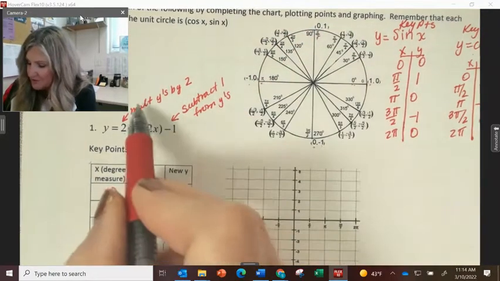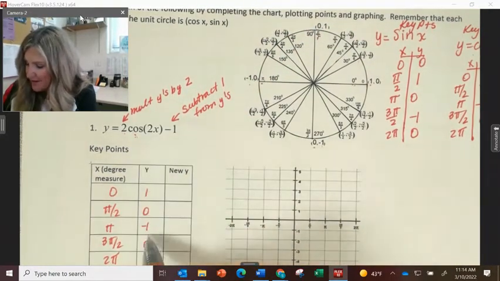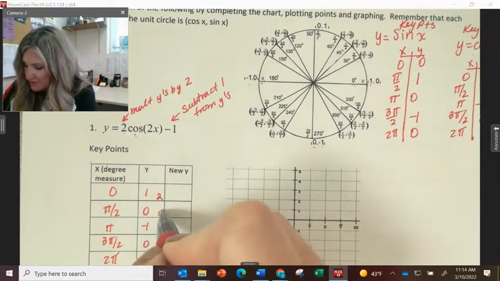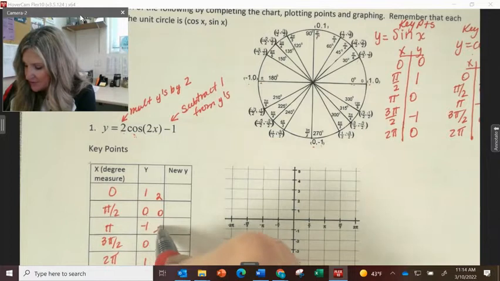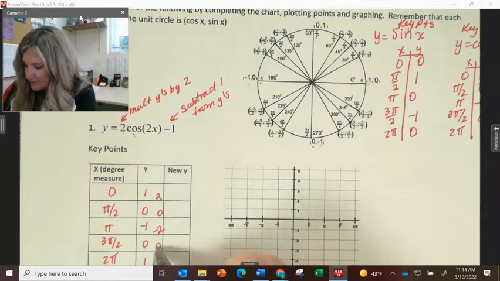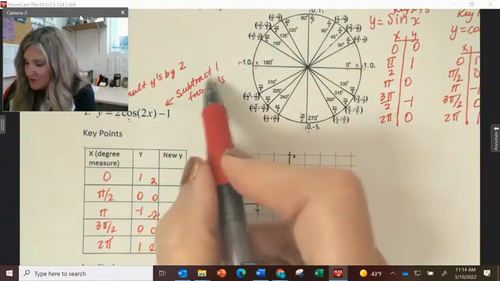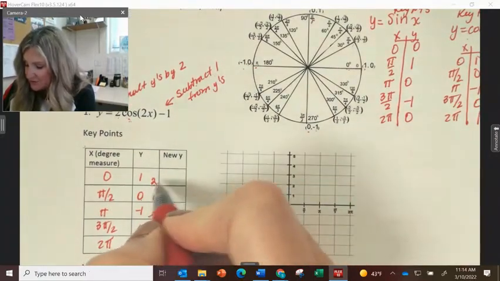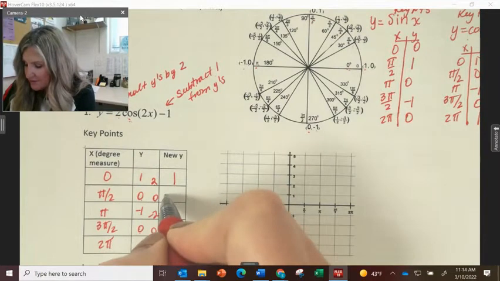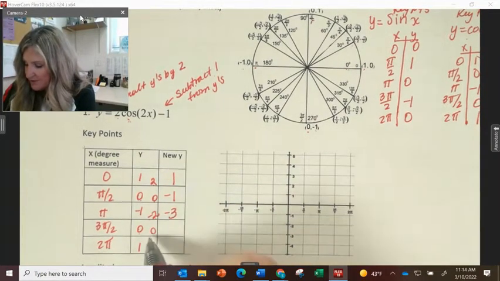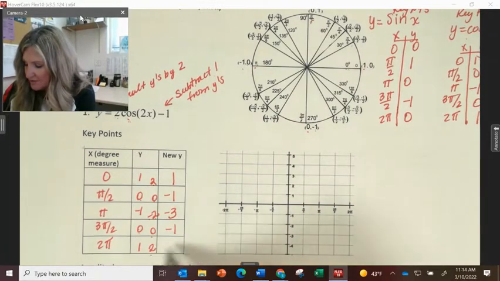Okay, so I'm going to do this first. I'm going to multiply all my y's by 2. So 1 times 2, 0 times 2, -1 times 2, 0 times 2, 1 times 2. And I also have to subtract 1. So now I have to do 2 minus 1, 0 minus 1, -2 minus 1, 0 minus 1, 2 minus 1.